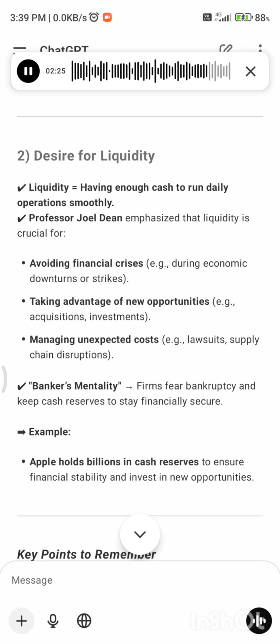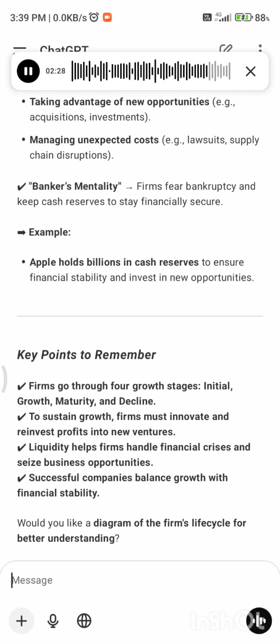Key points to remember. Firms go through 4 growth stages: initial, growth, maturity, and decline. To sustain growth, firms must innovate and reinvest profits into new ventures. Liquidity helps firms handle financial crises and seize business opportunities. Successful companies balance growth with financial stability.